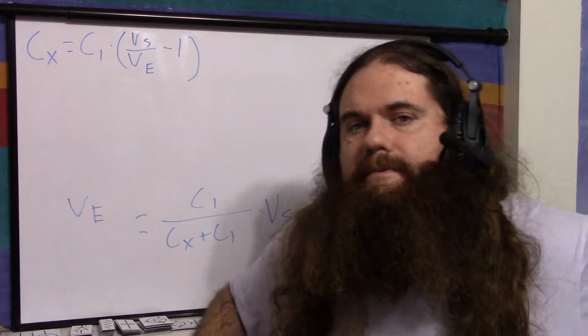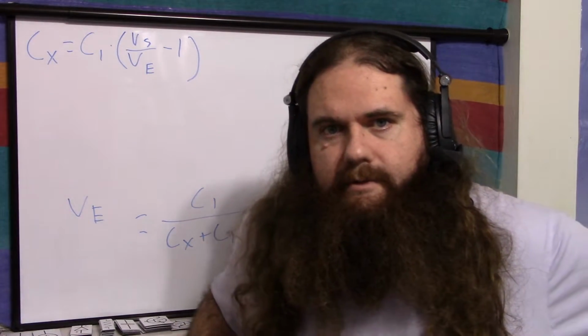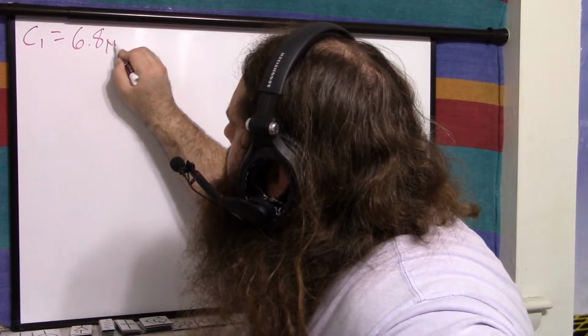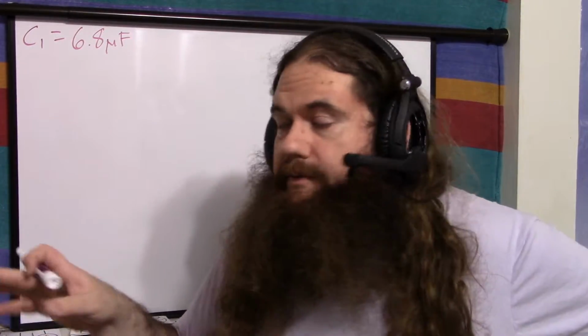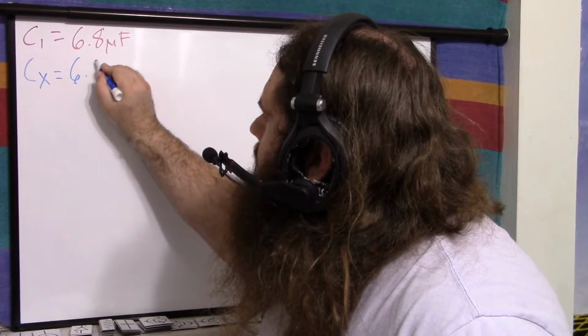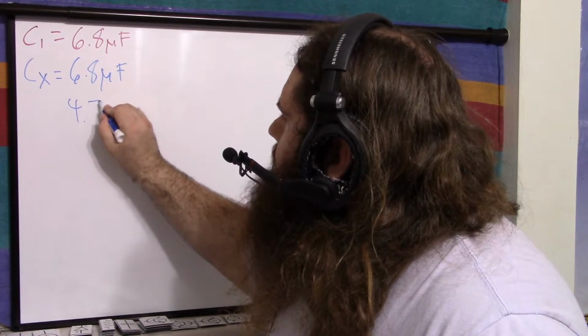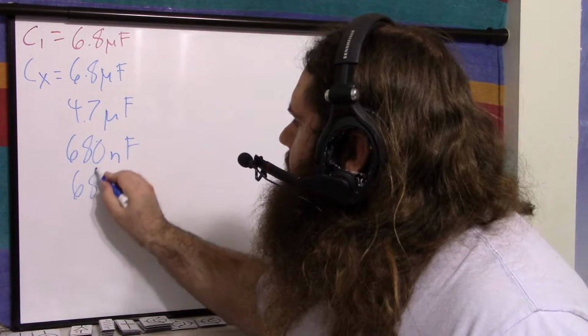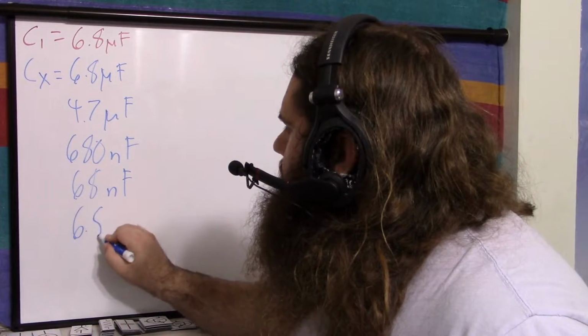So I did some of these tests, and I'm going to put up a little chart real quick and show you my results. For the known capacitor, I always used 6.8 microfarads, and I used the same one. So, of course, it's not 6.8 microfarads because there is a variance. But I used exactly the same capacitor for every measurement, so whatever the true value is, the true value was not changing between measurements. For the unknown capacitor, I used a 6.8 microfarad, a 4.7 microfarad, a 680 nanofarad, a 68 nanofarad, and a 6.8 nanofarad.